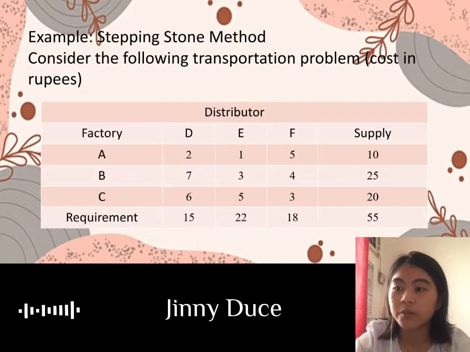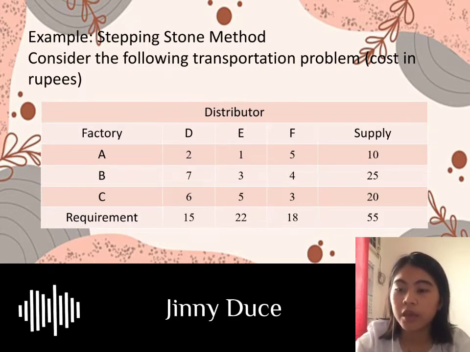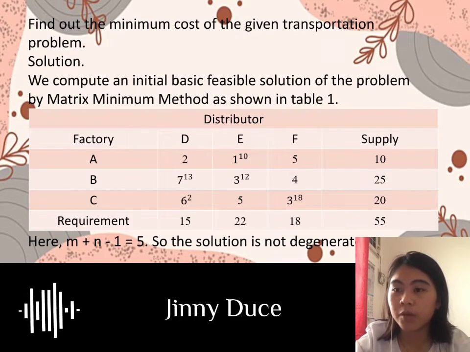Consider the following transportation problem, cost in rupees. Sa table na din distributor, factory, A, B, C, D, E, F, and requirements. Sa D ay linya na 276. Ang requirement niya is 15. Ang sa E naman is 1, 3, 5. Ang requirement niya is 2. Sa first table, ma-find out mo na minimum cost of the given transportation problem.